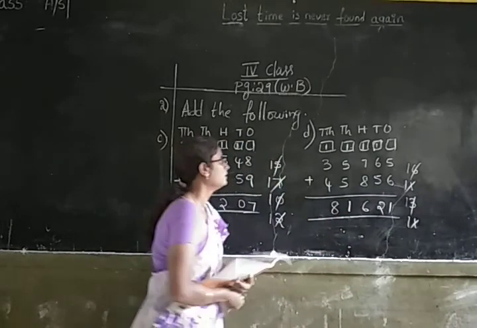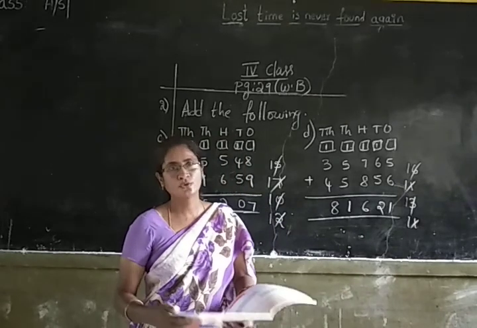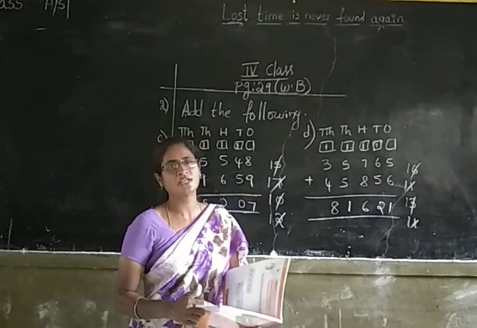Okay children. So children, here we have done 4 sums, A, B, C, D. You do E and F sums for homework.